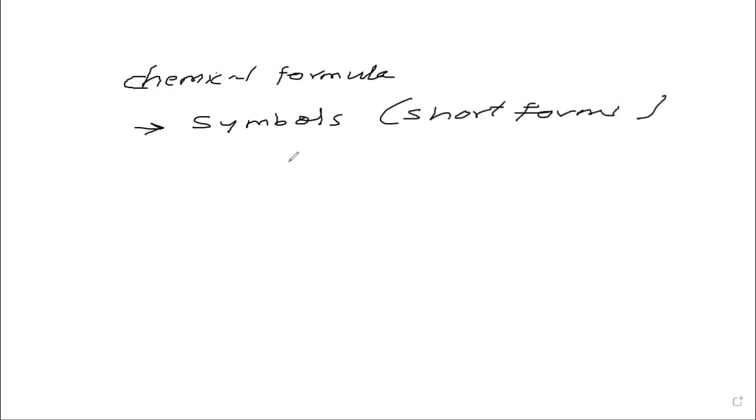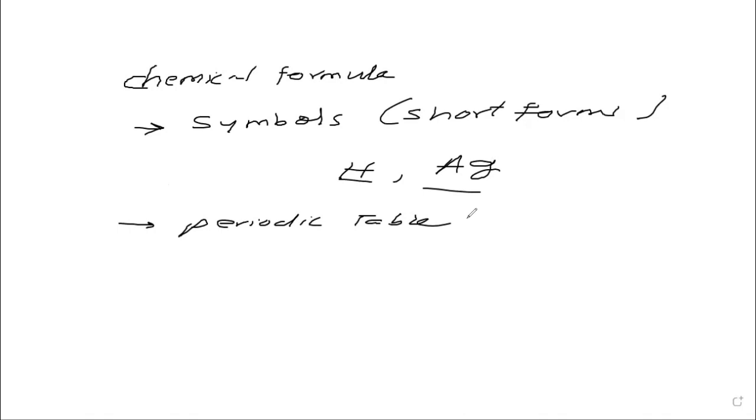For example, the short form of the hydrogen is H. The short form of silver is Ag. So from where we are going to get these things? We are going to get these things from the periodic table. So the periodic table is the list of a table in which all the elements which have been discovered so far are put together. And in the periodic table, you will get all the elements and their symbols. Symbols are the short form of the name of the elements.